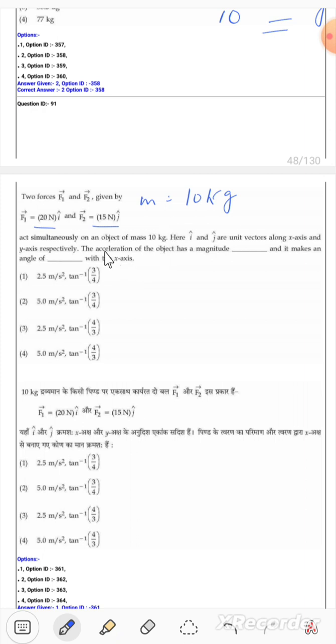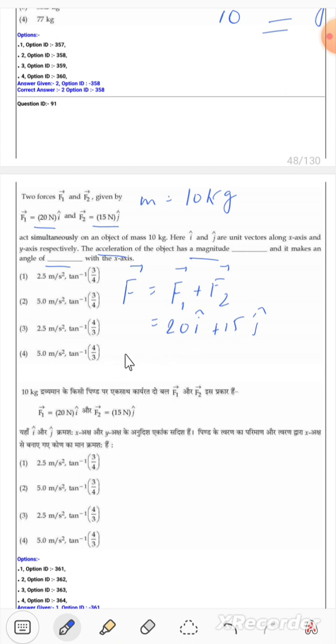That means we have to find the acceleration of the object. They asked us only to find the magnitude and the angle with the x-axis. That is the thing we have to find out. So if I take the force, the total force, that is the resultant, will be F1 plus F2. So it will be 20 i cap plus 15 j cap.